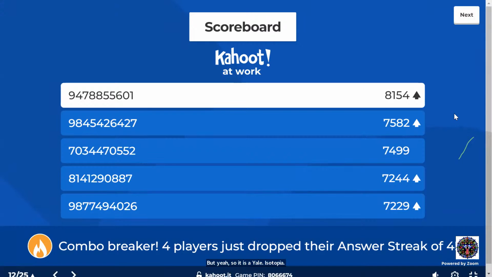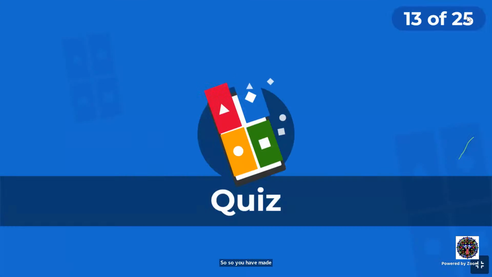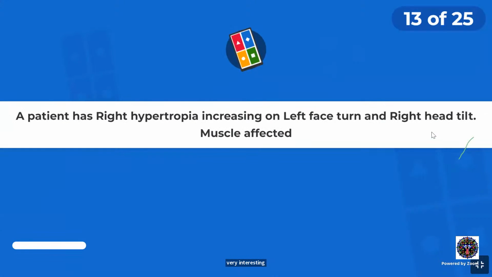Oh, that's a shuffle. Nishita is gone out. Yeah, and 4 players just dropped their answer streak of 4. Perfect. So you have made very interesting questions. I think they are a little confused. Okay, we'll go to the 13th question.